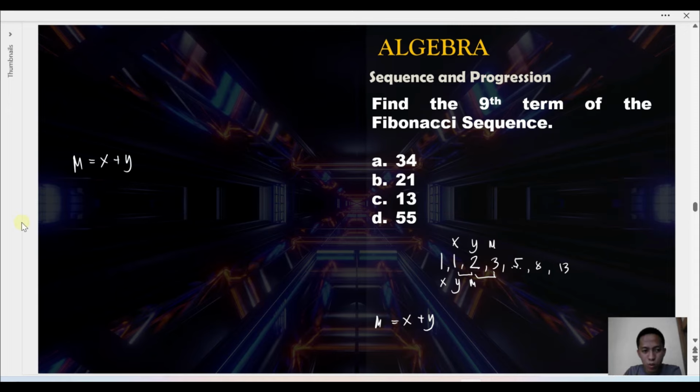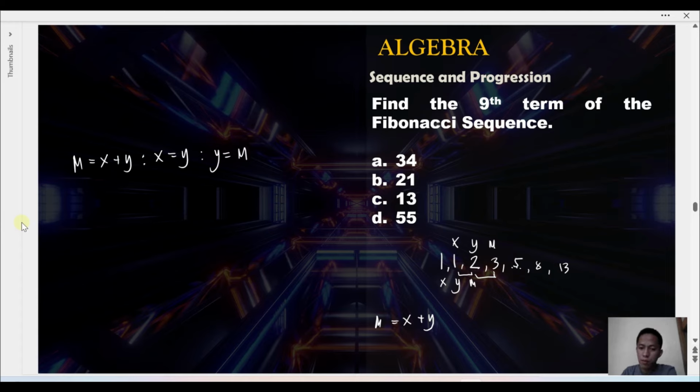So, if you're going to loop that, ilo-loop natin. And so, yun yung symbol natin, yung dalawang dots. Okay? So, yung x dito magiging y. So, that will become x equals y. And then, that for loop. And yung y dito magiging m. So, that is y is equal to m.